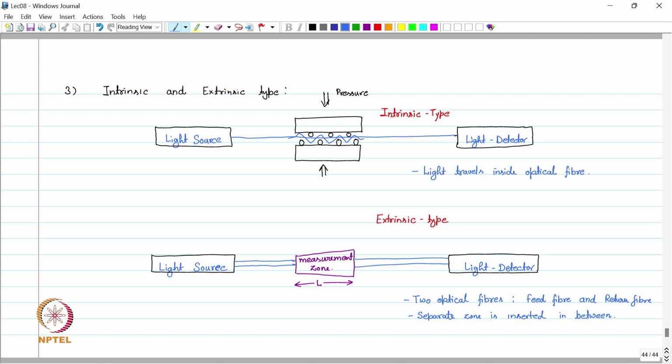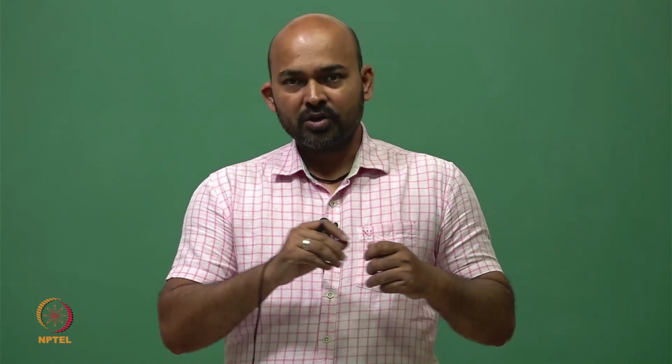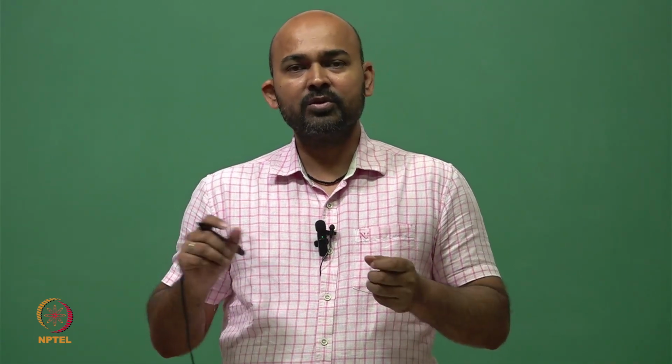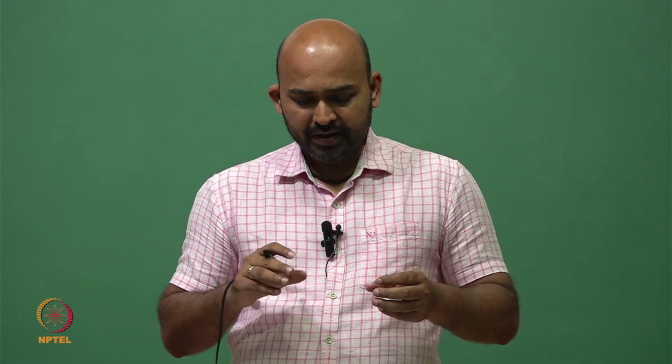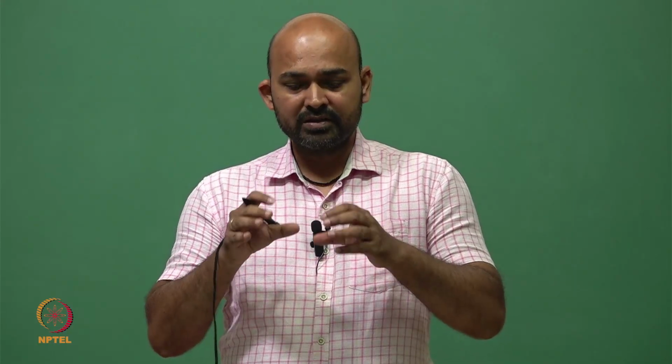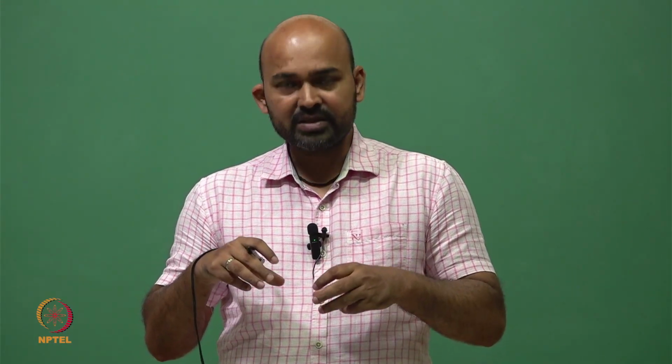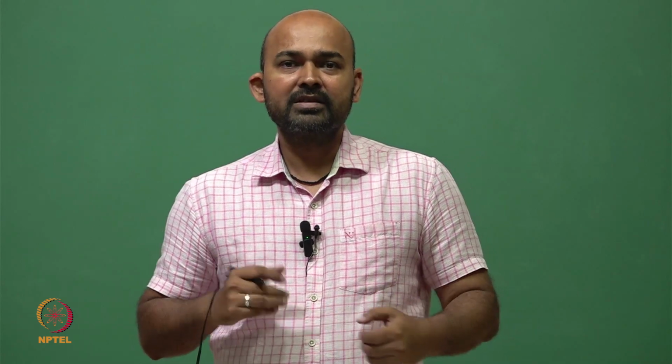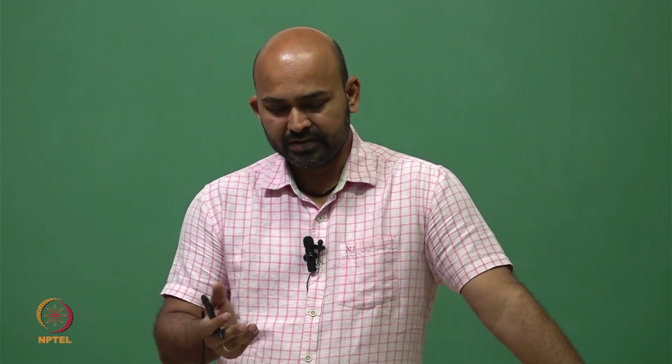So we can see there is a clear discrimination between the intrinsic type of optical sensor and the extrinsic type of optical sensor. If the wire is not cut from the transmitter to the receiver, then it is the intrinsic type, and if the wire is cut in between and a different measurement zone is inserted, then it is the extrinsic type of optical sensor. So there are certain advantages and disadvantages of these intrinsic and extrinsic types.